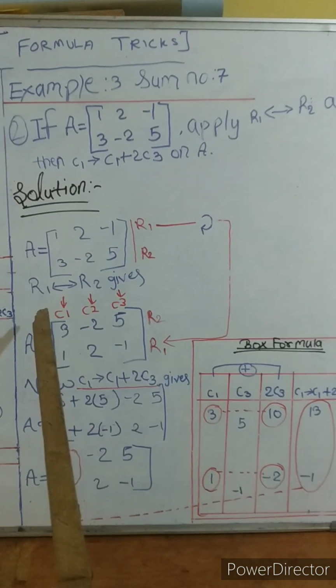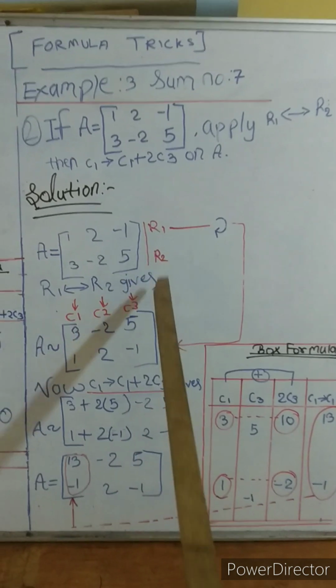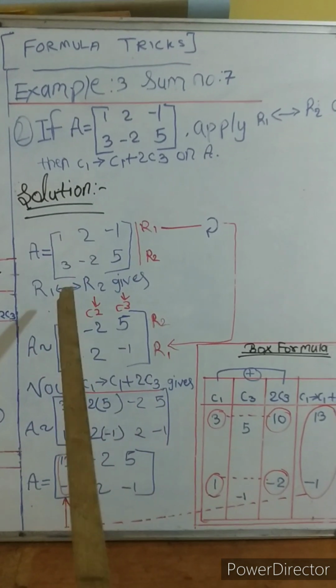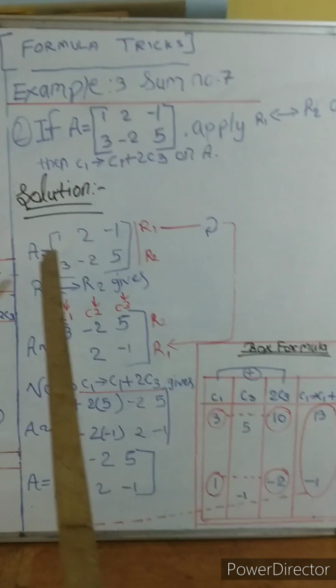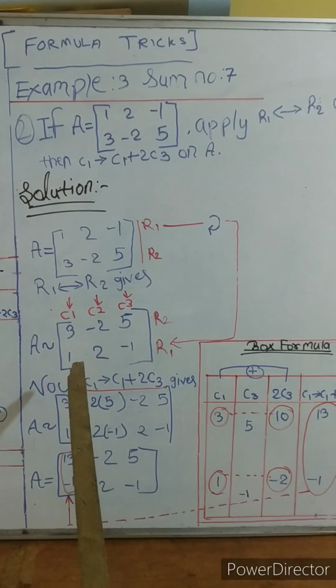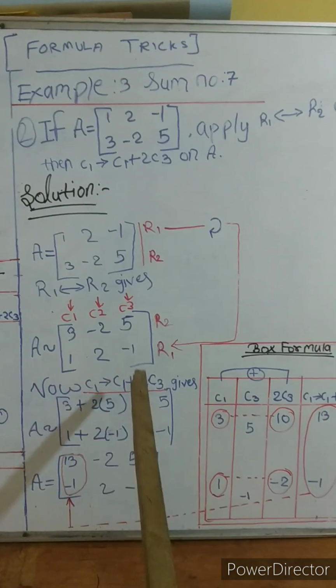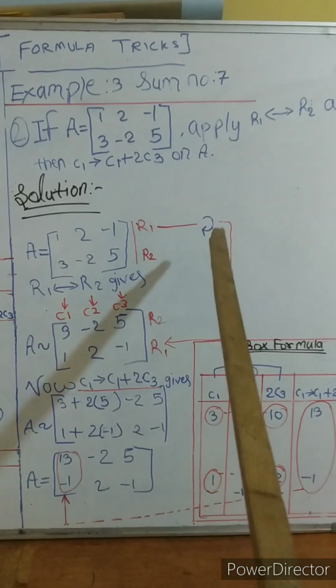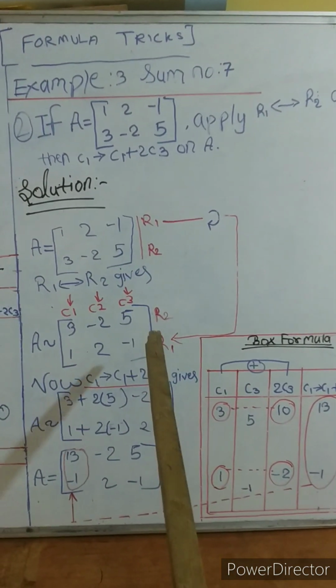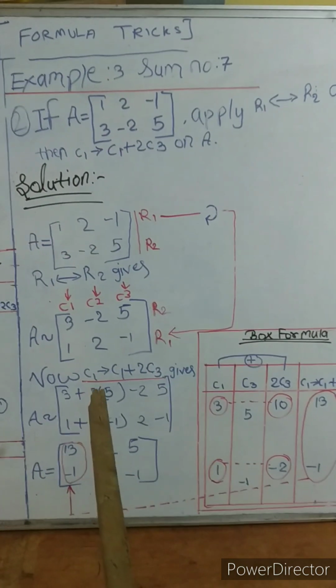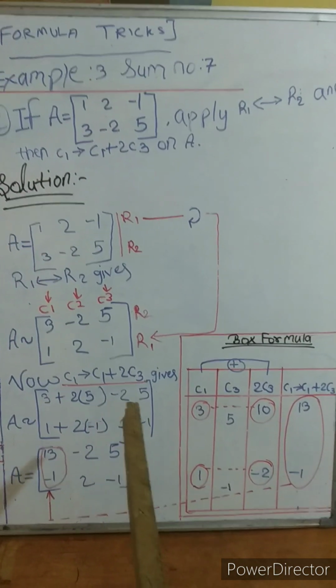Here, first, the elementary transformations, we know the rotation of this. Here the bottom portion goes to top and the top portion comes to bottom. 3 minus 2 5 and 1 2 minus 1. Here R1 and R2 we have to rotate, R2 R1. Next, C1 gives C1 plus 2C3.